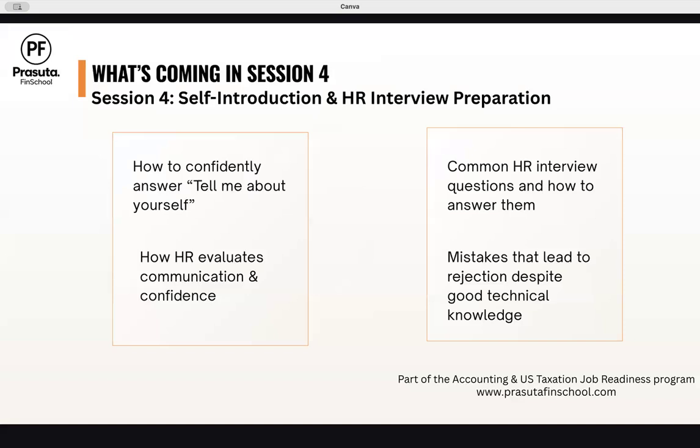Then, mistakes that lead to rejection despite good technical knowledge. Many of the freshers, even toppers of an institution, do not get a job offer, but someone who never attended even a single class gets a job offer. You might have seen this in placements a number of times, and you feel that okay, that candidate is lucky, but this is not how it is.